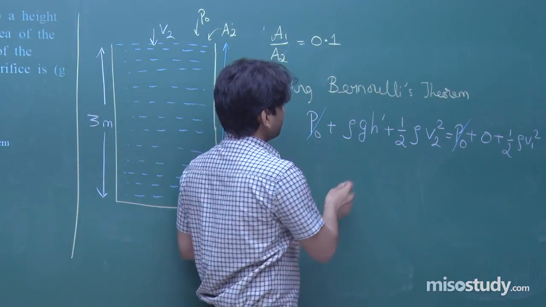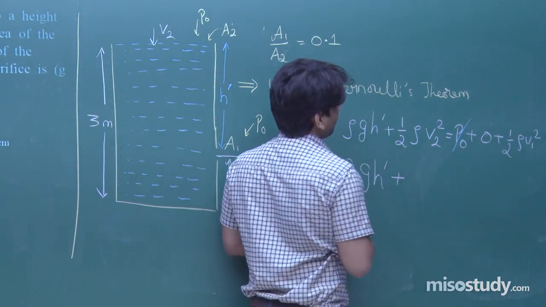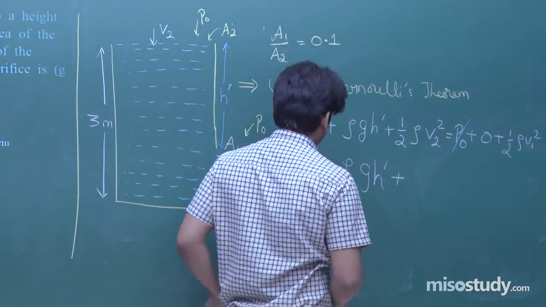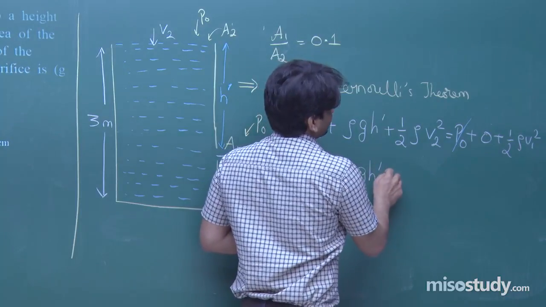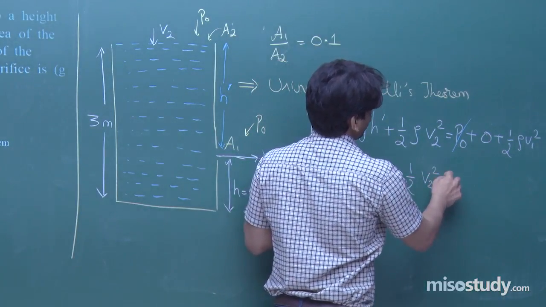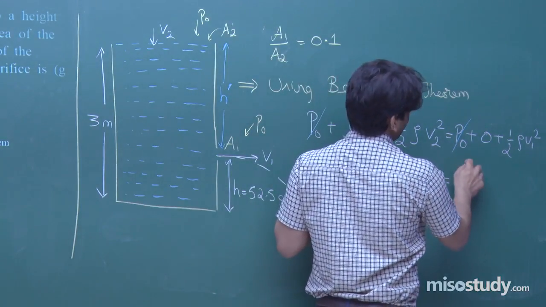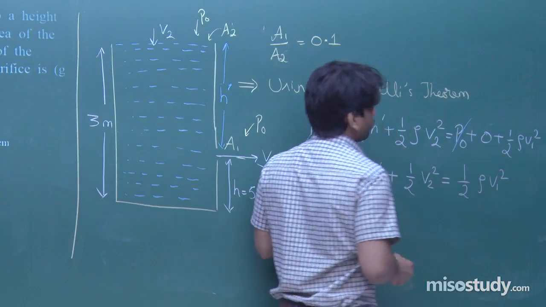Conveniently you can say that this P naught and P naught will be cancelled out. So you will be getting rho g h dash plus half, and rho will also be cancelled out, so no need to worry about it. So you can write that g h dash plus half v2 whole square is equal to half v1 whole square. This is what we can do.